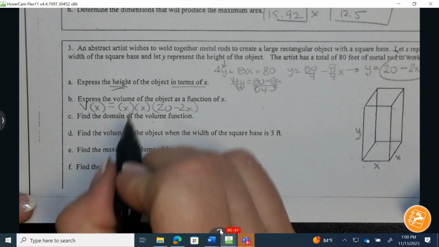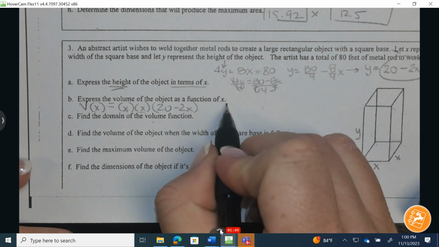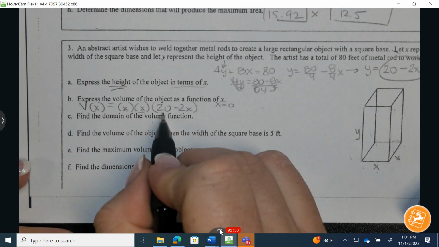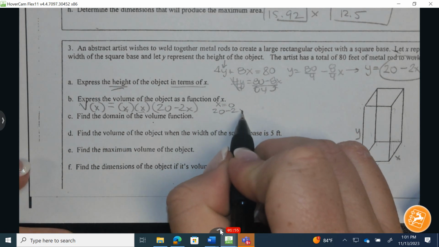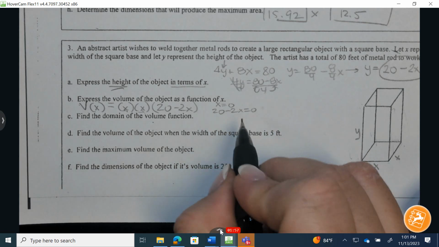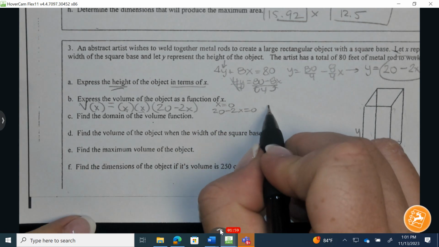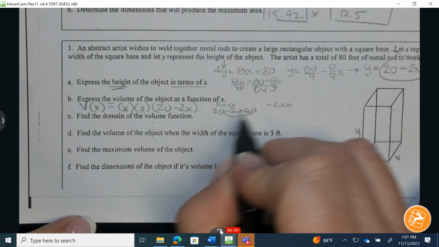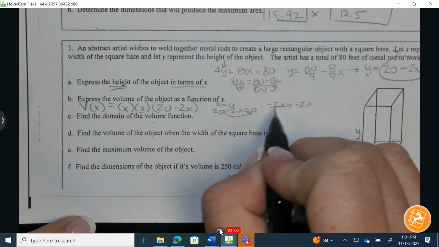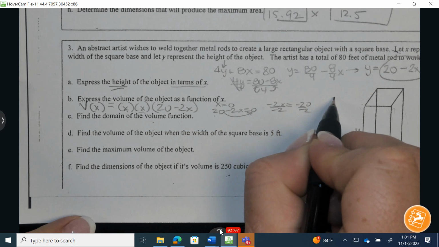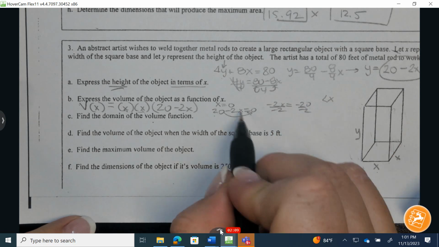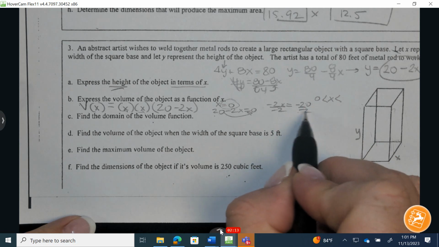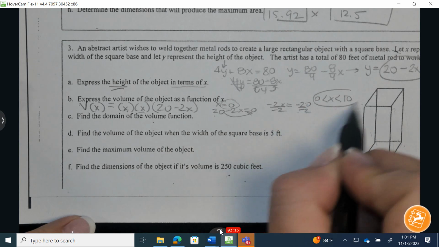Algebraically, to find the domain, I'm going to set each one of these equal to 0. So X equals 0. I don't need to do it again. It's the exact same. And then I'm going to take 20 minus 2X and set it equal to 0. So I'm going to start by subtracting 20 to the opposite side. Negative 2X equals 0 minus 20, which is negative 20. Dividing by negative 2, we can see that X has to be greater than 0, and X has to be less than 10, since negative 20 divided by negative 2 is 10.